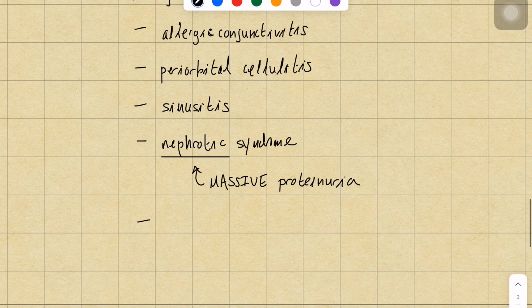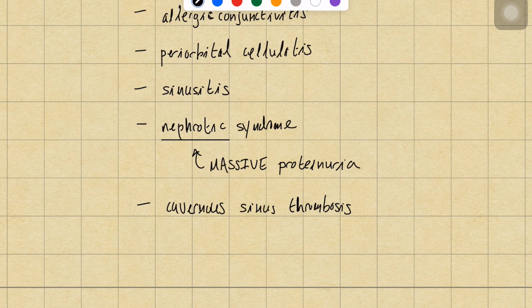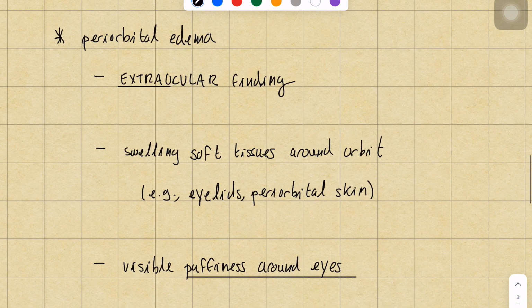And then, of course, also similar to conjunctival edema, we see periorbital edema as a sign of cavernous sinus thrombosis. So again, we explained the mechanism of cavernous sinus thrombosis and how it would result in edema of the conjunctiva. Similarly, it would result in edema of the periorbital area as well. So you have to also consider that when you see periorbital edema.